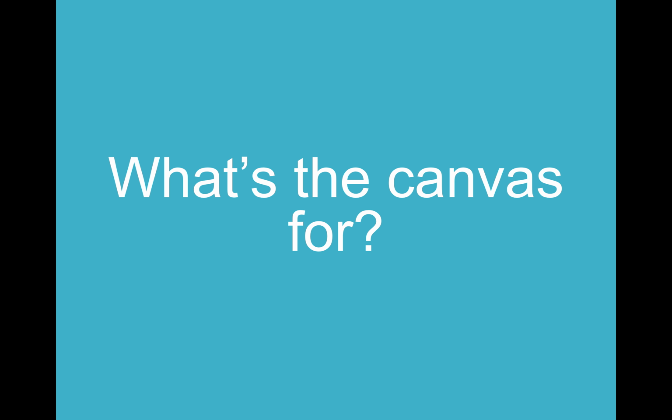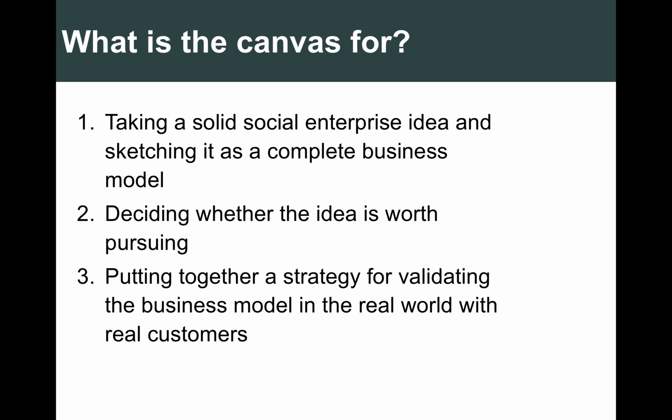So what's the canvas for as background? There's sort of three main things the canvas helps you do. It helps you take a solid social enterprise idea and sketch it as a complete business model. So this is where we're going to develop the whole business model and not just a piece of it. It's not just an idea for a product or service. It's not just a social problem that we want to solve. It's the whole business model, all the pieces that are really important to actually making it succeed. That's what the canvas helps us do, is sketch those all in one place and all in one time.